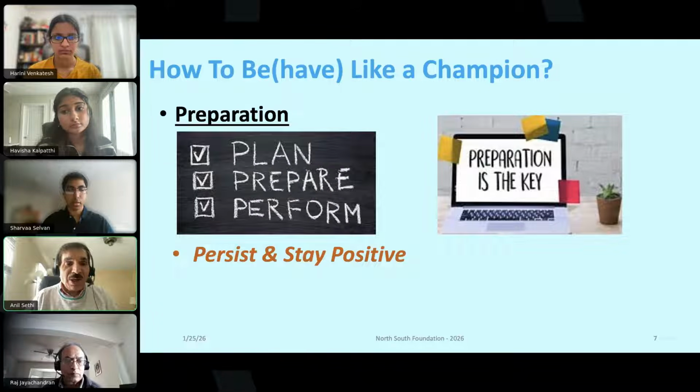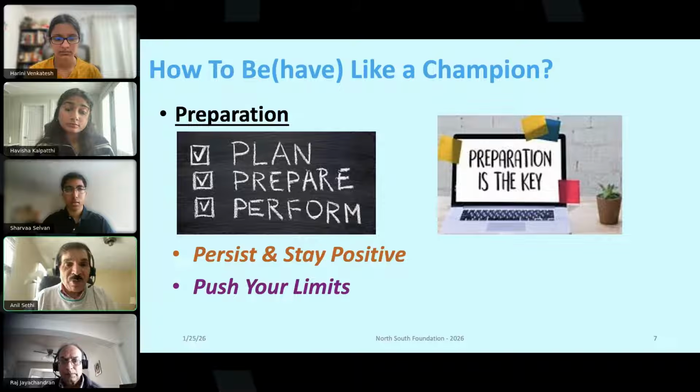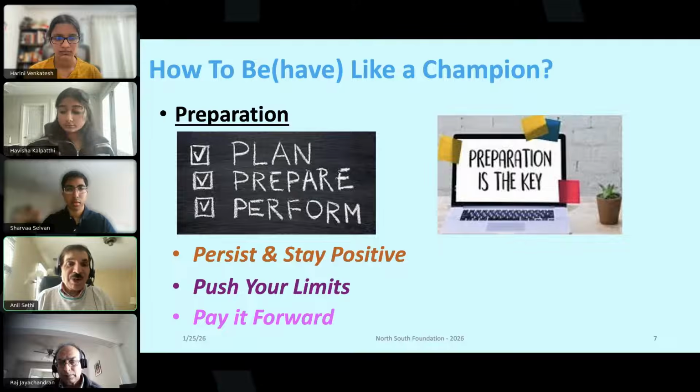Occasionally you're going to come across some obstacles in your journey, but the champions persist and stay positive. They are never held back, and they don't consider these as setbacks; they just use that as an encouragement to keep moving. And you need to push your limits. You need to do better than what you did yesterday. And finally, you need to pay it forward.